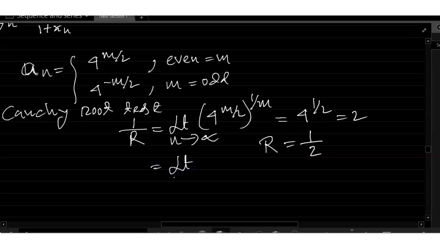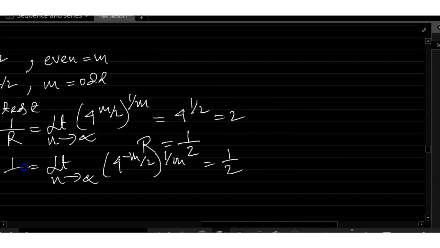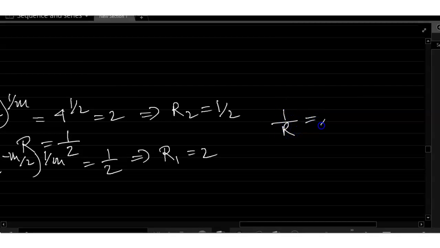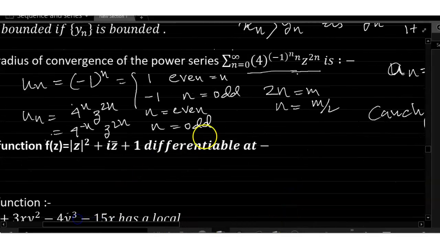Similarly, limit n tends to infinity of 4 to the power minus m by 2, to the power 1 by m, equals half. So r1 equals 1 by 2, and r2 is equal to 2. Now 1 by R is equal to the supremum of 1 by r1 and 1 by r2. So we get 2 comma 1 by 2, and the supremum value equals 2. So R equals 1 by 2, the radius of convergence.